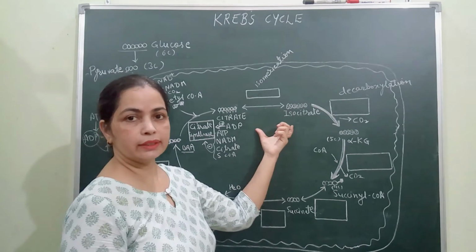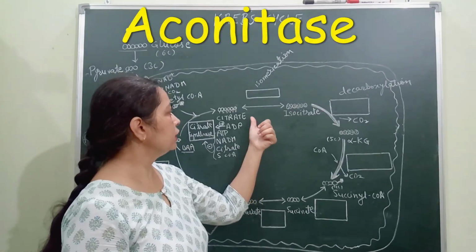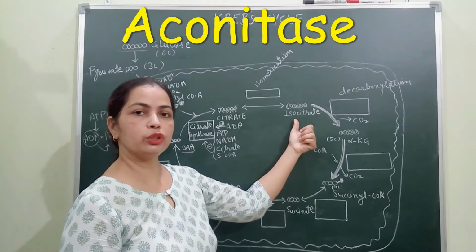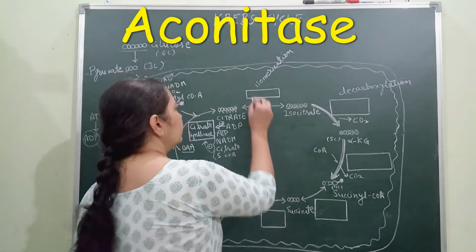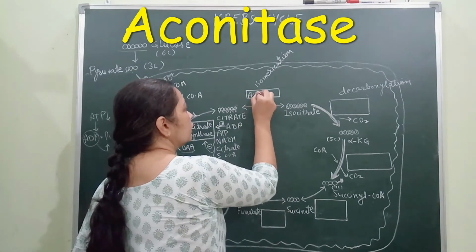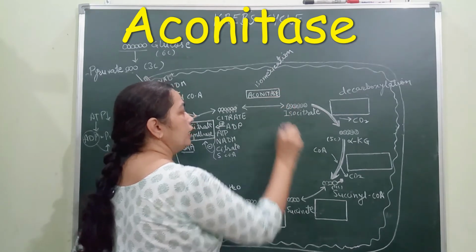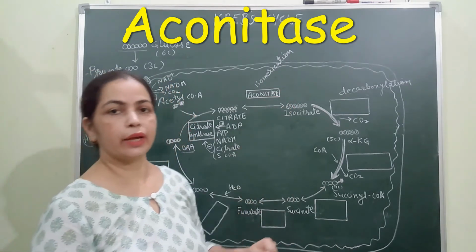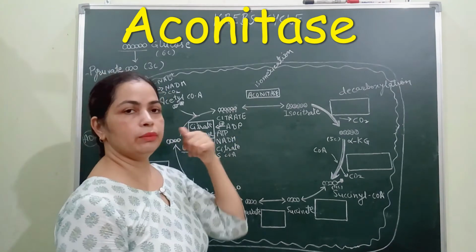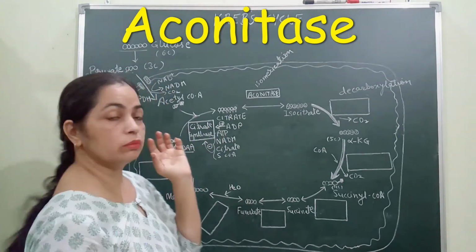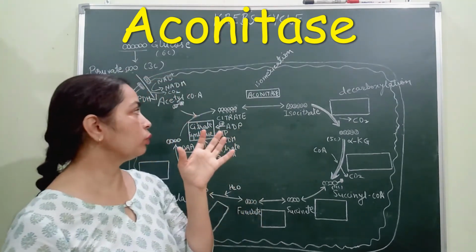Now let's see the second step. What happens in the second step? Citrate undergoes isomerization to produce isocitrate, and here the enzyme involved is aconitase. This enzyme is very important with respect to some poisonous chemicals.